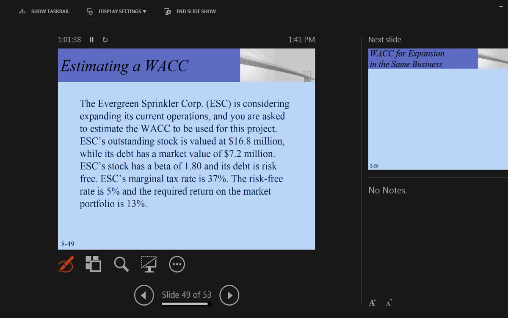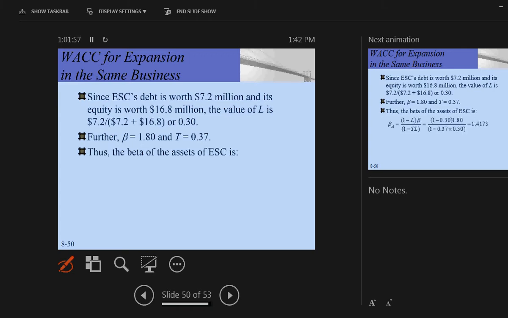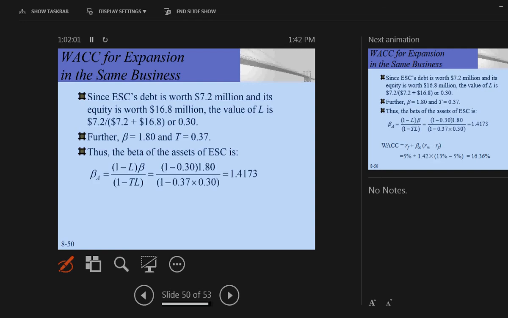Because debt is worth 7.2 million, the leverage is going to be the ratio of debt over the sum of debt and equity, 0.3. The stock's beta is 1.8, and the tax rate is 0.37. Thus the beta of the assets for this company can be calculated with the formula that we just established, and if you do that, you will end up with 1.4.